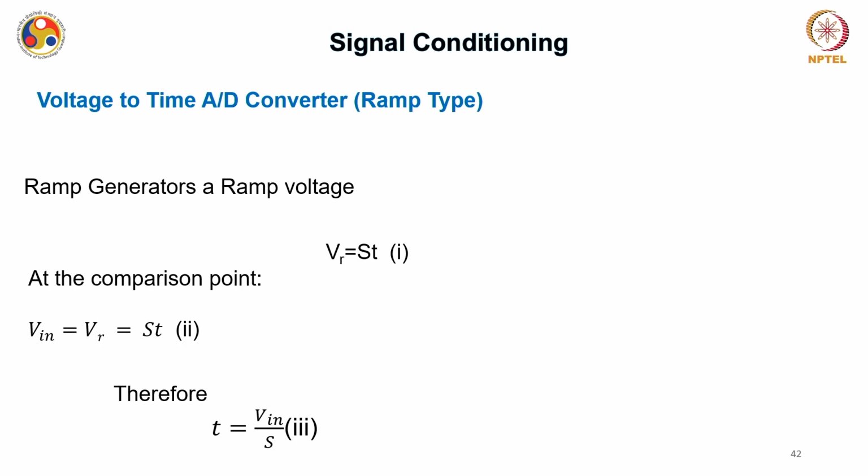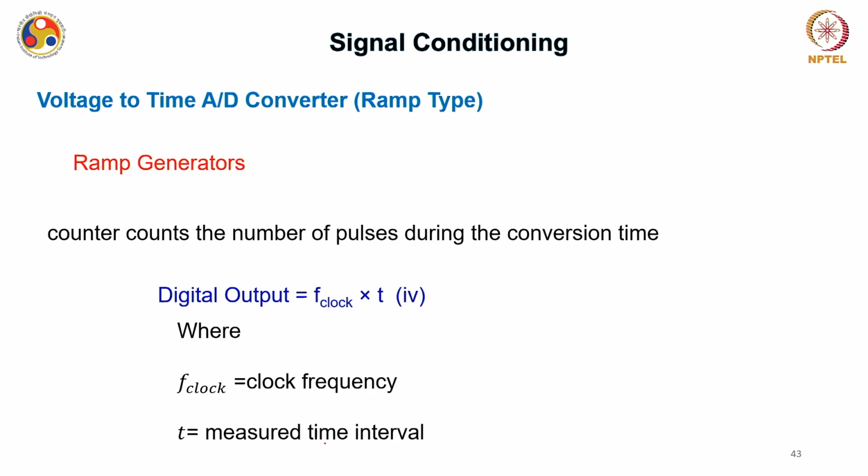Say the ramp generator generates a ramp voltage VR equal to ST, as we have seen in equation 1. At the comparison point, Vin is equal to the reference voltage VR, which is equal to ST. Let me call it the second equation. From this equation, it is very clear that the time interval is equal to the input voltage divided by the slope, T = Vin/S. Let me call this the third equation.